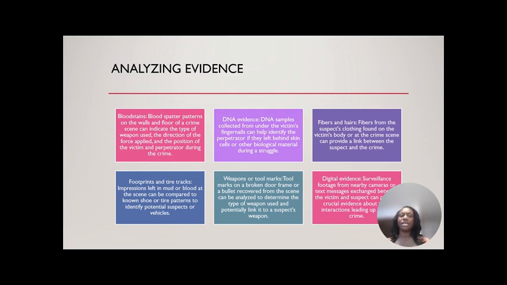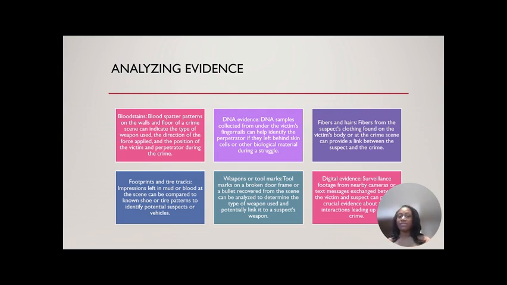So DNA evidence. DNA samples collected from under the victim's fingernails can help identify the perpetrator if they left behind skin cells or other biological material during a struggle. So if you scratch somebody's face, if you scratch them anywhere, whether you're pulling their skin or you're drawing blood from them, that can help you. And they always tell people, God forbid, if you are in a situation where you are being attacked, try to scratch this person, because that will help you to draw blood or get their DNA that can help you later on identify who the perpetrator is.